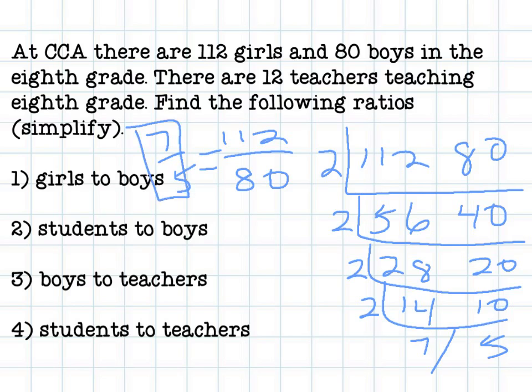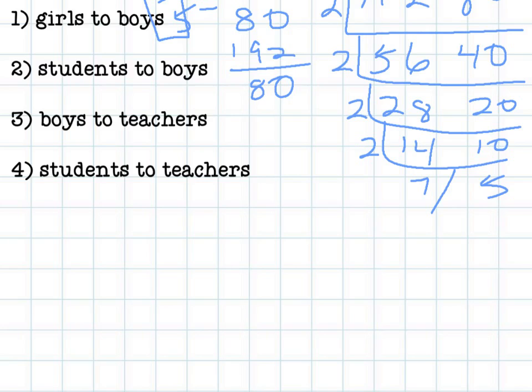All right, now we need to do students to boys. First, you need to figure out how many students there are altogether. We do that by adding up the number of girls and boys. So we take 112 girls plus 80 boys, and we get 192 students over 80 boys. And then from there, we need to simplify our fraction. If you simplify 192 over 80, we can divide by 16, and the answer will come out to 12/5. Now you could have used a factor ladder, or you could just find common factors that go into each one.